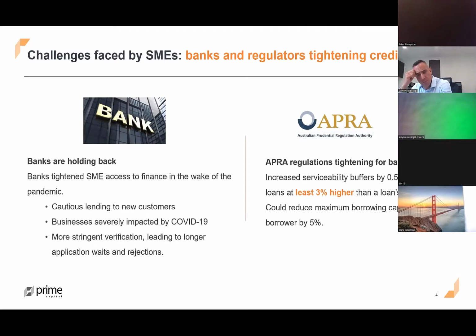We know that SMEs, especially in recent times with COVID, faced a lot of challenges. Your SME clients went to the banks, but the banks were very cautious in the wake of the pandemic about offering lending to new customers they didn't know. Clients' cash flow was impacted by COVID, and the banks required more stringent verifications. A lot of clients were rejected, so they were left high and dry during the pandemic, which is good that we're turning around now. So there's a great opportunity now to help out your clients.